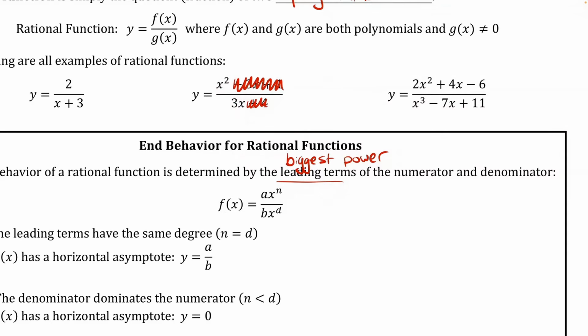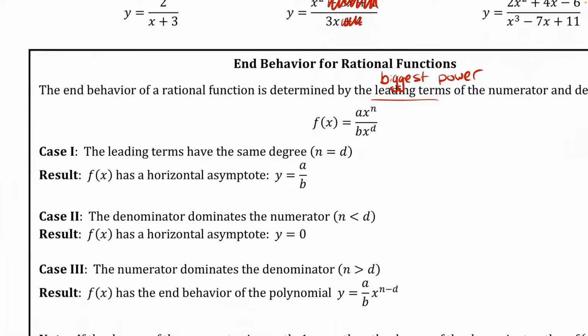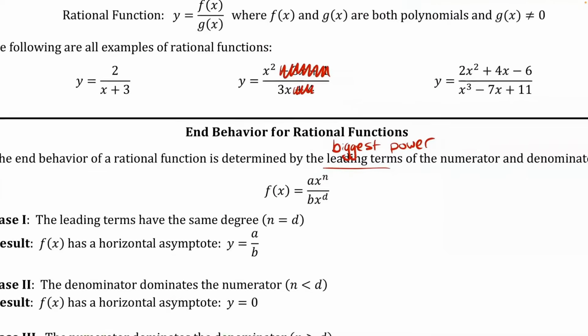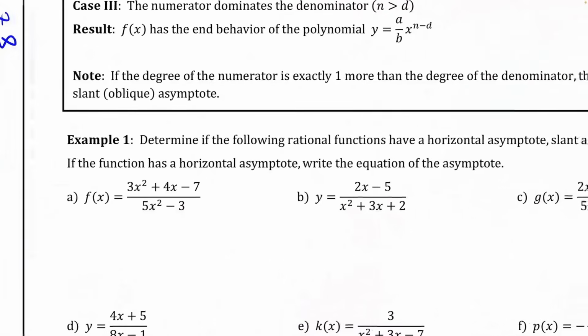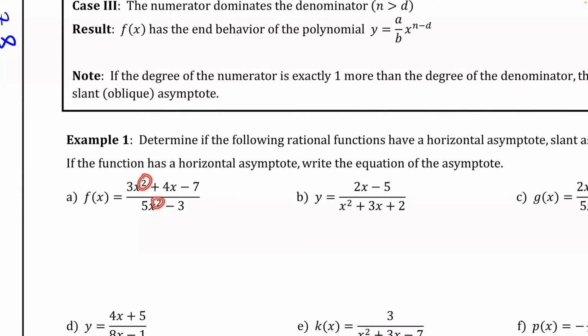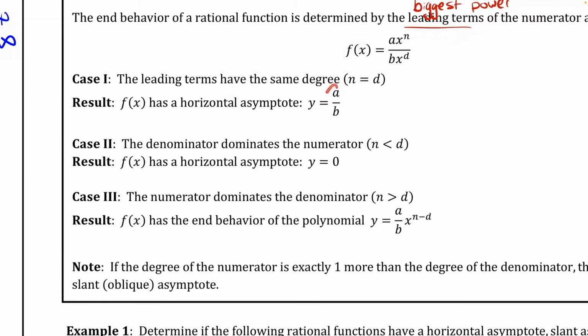The first thing that can happen is that they have the same degree. So what would be an example of that? Down here, you can check it out. 2 and 2 are the same degree. If the powers are the same, that means we take their coefficients, and this is what's known in my class as the magic fraction. So when we have the same over the same, it's a magic fraction. So same degree, magic fraction.